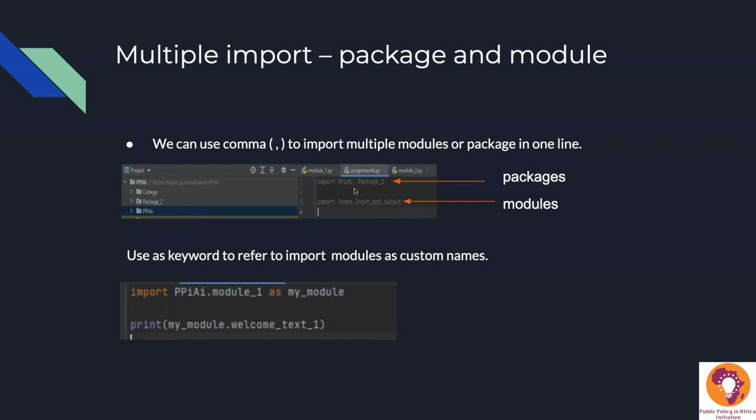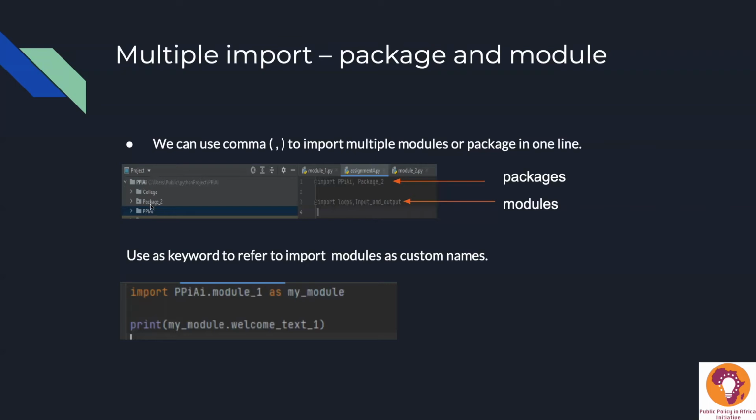Just make sure that if you're using the from, like from PPiAI import, you can't then also import package 2 on that same line. The reason for that is because package 2 is logically separate from the PPiAI package here. So what you would need at that point is a separate import statement for package 2. But if you're importing the entire package, then we can import PPiAI comma package 2.